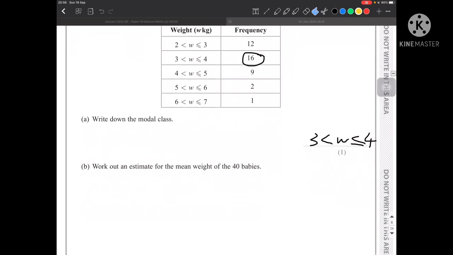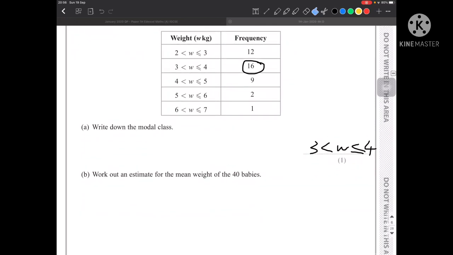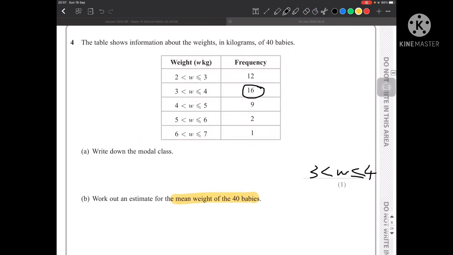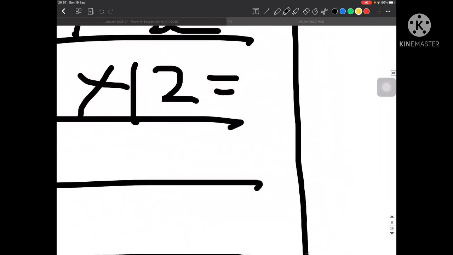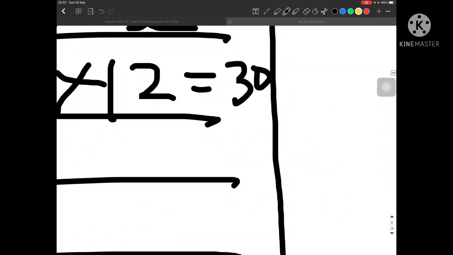Alright. And then B, work out an estimate for the mean weight of the 40 babies. So for this, you need another column in here, and this is called fx, which is the frequency multiplied by the mid value of our weight class. So that would be, in here is 2.5, so that is 2.5 multiplied by 12, which gives us an answer of 30.